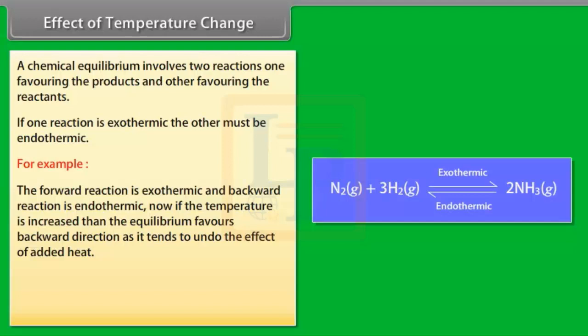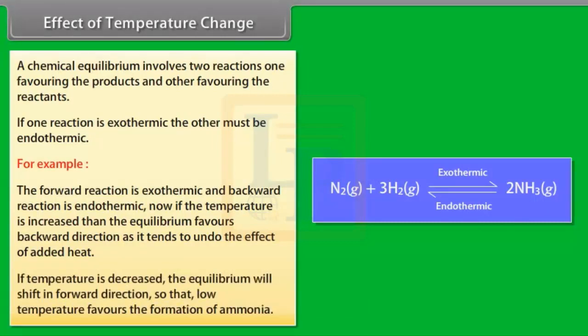Now, if the temperature is increased, then the equilibrium favors the backward direction as it tends to undo the effect of added heat. If temperature is decreased, the equilibrium will shift in the forward direction. So, low temperature favors the formation of ammonia.